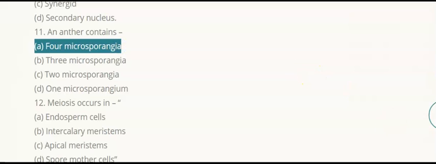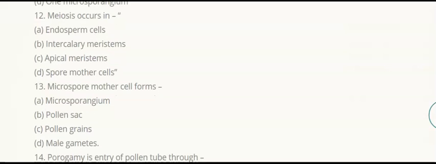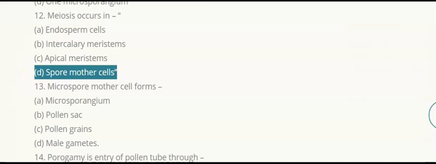Meiosis occurs in: endosperm cells, intercalary meristems, apical meristem and spore mother cell. So here meiosis takes place in the spore mother cell, and in this meiosis always 4 haploid cells are formed. It may be microspore or megaspore, as the case may be. So the correct option would be D, spore mother cell.